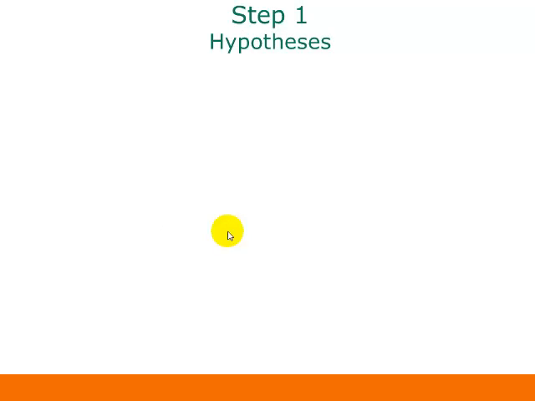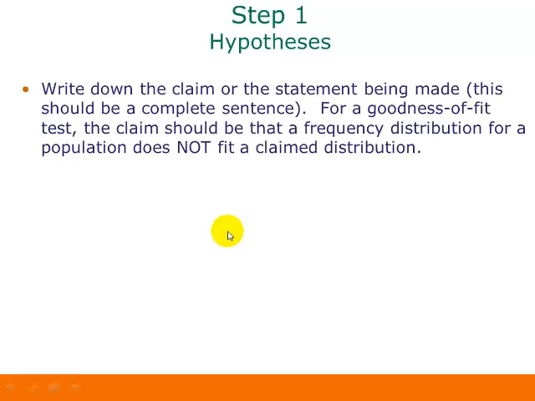Okay, to do our hypothesis test, first let's talk about step 1. Again, this is where we come up with our claim and with our null and alternative hypotheses. So first we want to write down the claim or the statement being made in a complete sentence. Now for a goodness of fit test, we're going to write the claim so that it says that a frequency distribution for a population does not fit the claimed distribution.